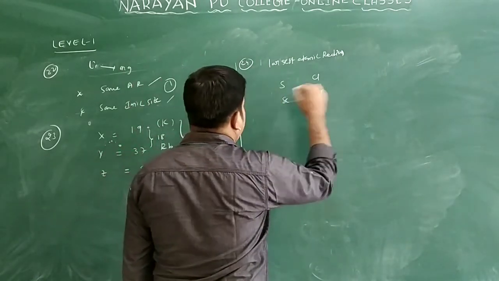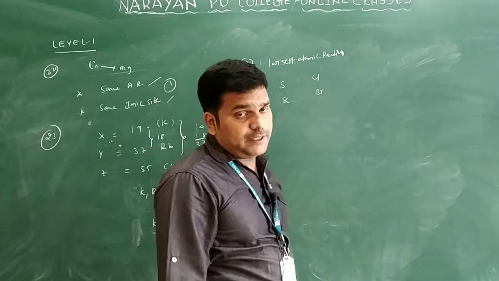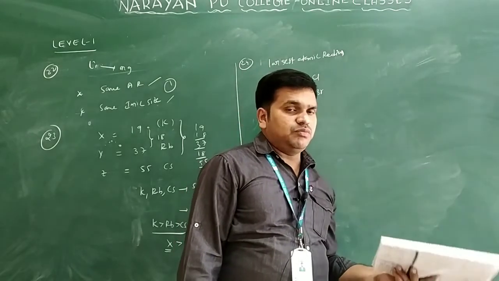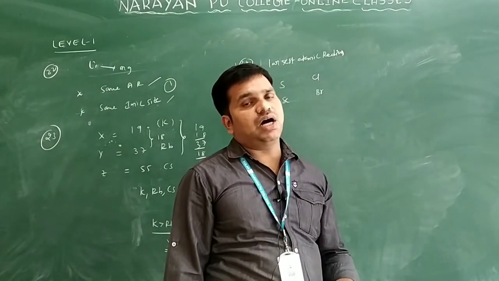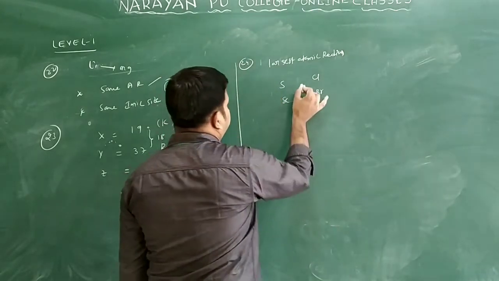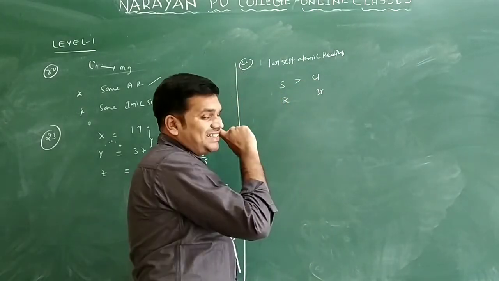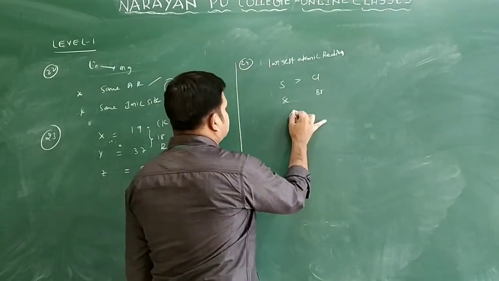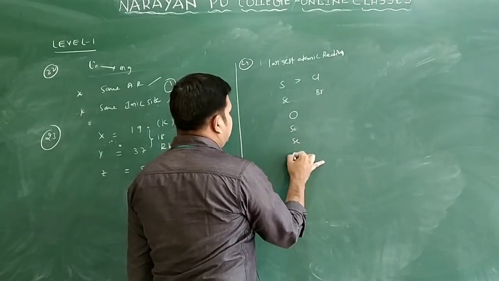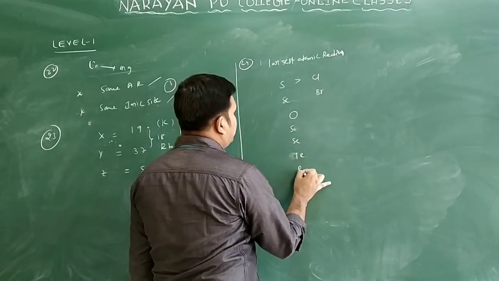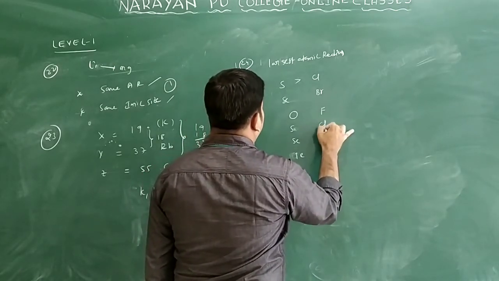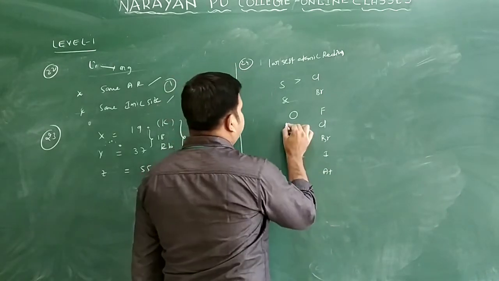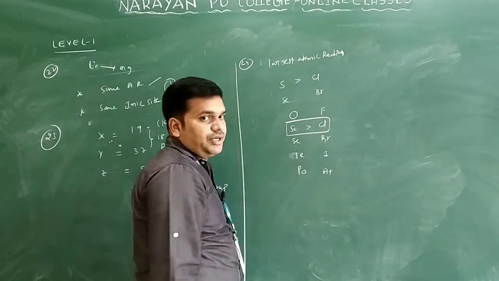You see here, sulfur and chlorine belong to the same period. We'll say aluminum, silicon, phosphorus, sulfur, chlorine, argon and potassium. Generally, if you compare sulfur and chlorine, sulfur size is greater than chlorine only. See the elements here: oxygen, sulfur, selenium, tellurium and polonium. Come to this one: fluorine, chlorine, bromine, iodine and astatine. If you compare this size, sulfur is greater than chlorine in this case.